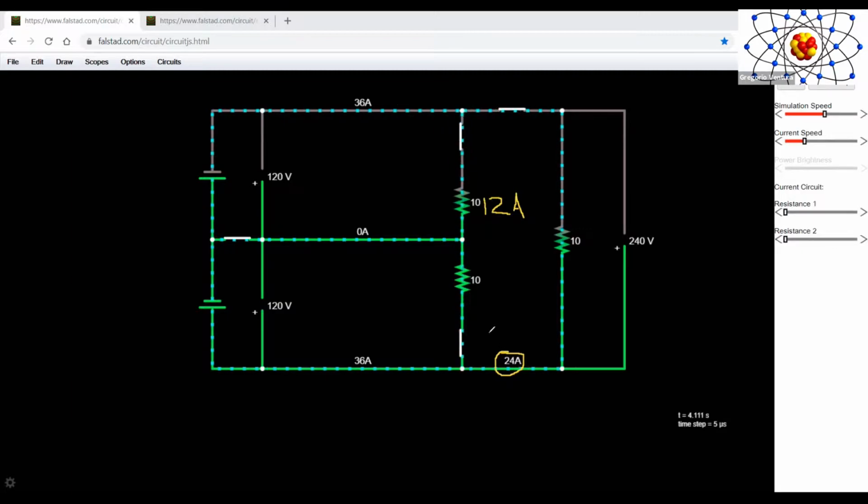So that's why we have 24 plus 12, and then that's why we have our 36 amps. Because every time that we close, or every time that we engage a new load, our current will go up. Any questions, or are we good?